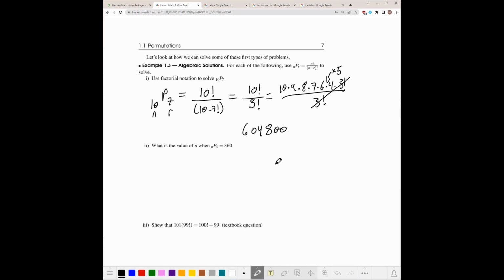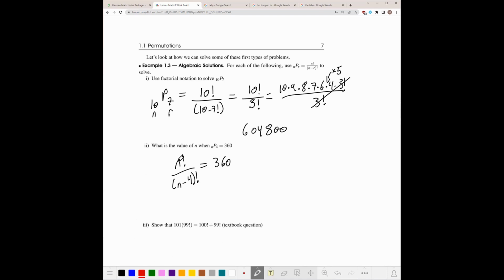Next question is, what is the value of n when n pick 4 is 360? Okay, well, let's go ahead and try this one out. If I've got 360, then that means that n factorial over (n minus 4) factorial is equal to 360. Okay, so that's nice. Let's do some simplifying on this side here.